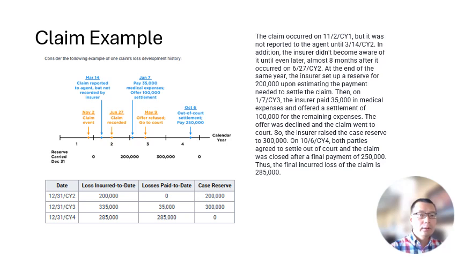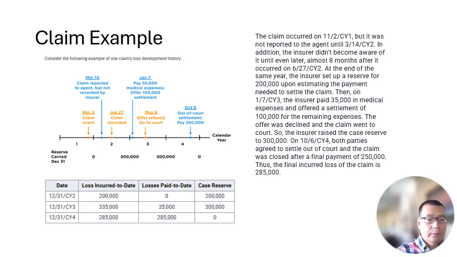On January 7th of the third year, the $35,000 of medical expenses was paid, and the insurer also offered a $100,000 settlement. However, the claimant didn't accept the settlement, so the case went to court on May 9th. Then on October 6th of the fourth year, they finally settled it for $250,000.